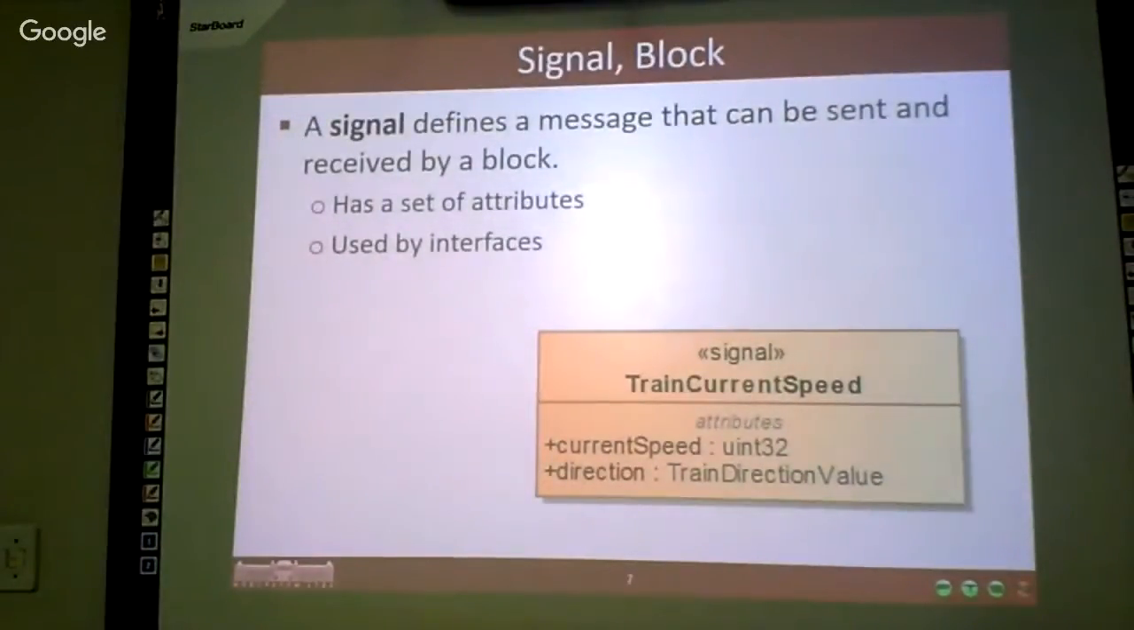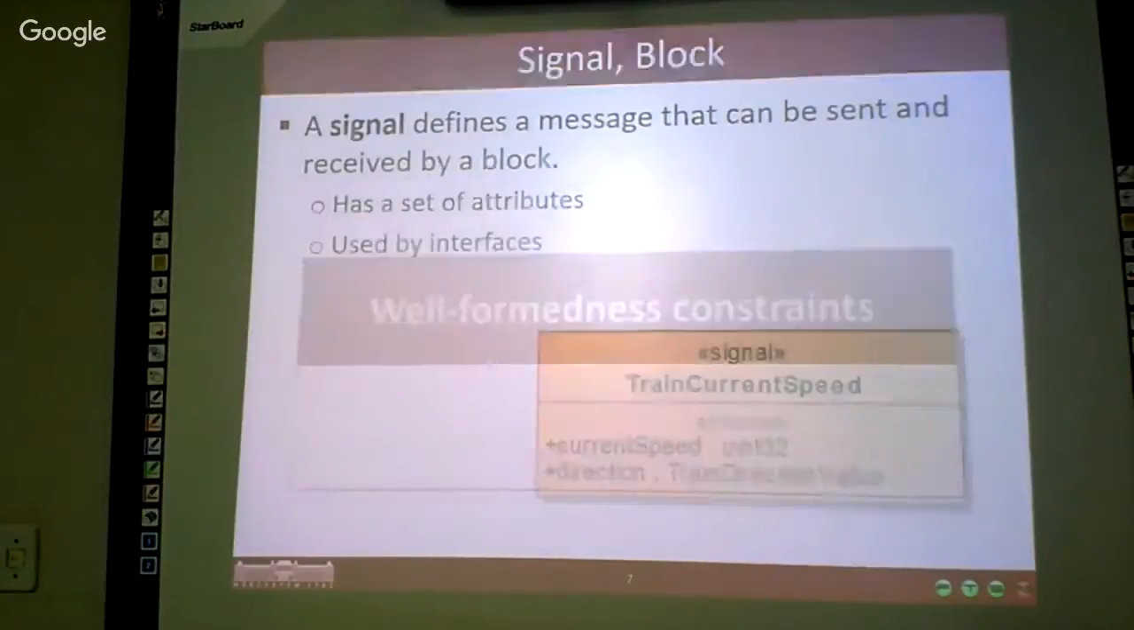And you can also use signals in SysML. The signal defines a message that can be sent and received by a block. It also has attributes, as was the case in UML class diagrams, and it can be used by the interfaces. So for example, here you can see the signal of the train current speed with the current speed and direction attributes.